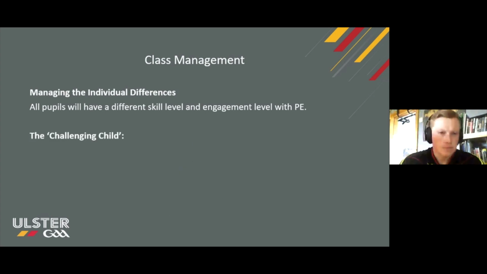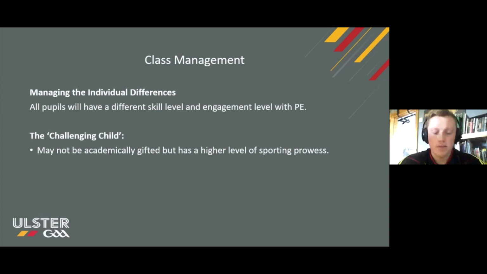With a challenging child, sometimes, not always, they may not be as academically gifted, but they have a high level of sport and prowess. They may be not interested in the books, as they say, but more interested in playing football and hurling every day. So how do we try and manage that? We need to see PE as a release from the demands of the classroom for this child.